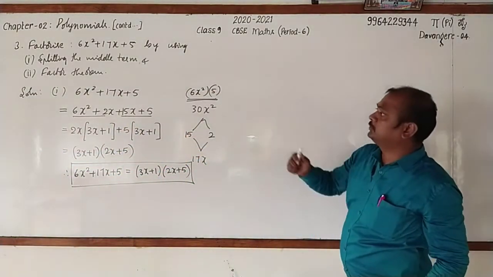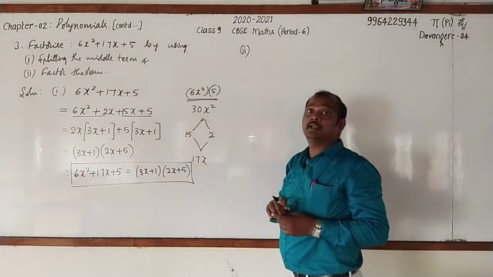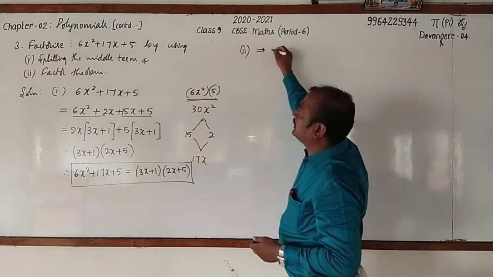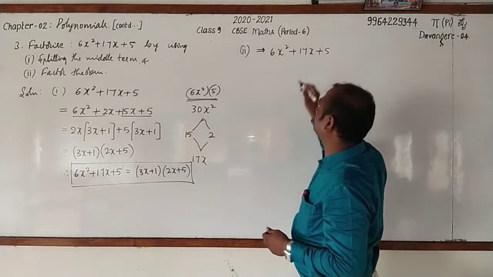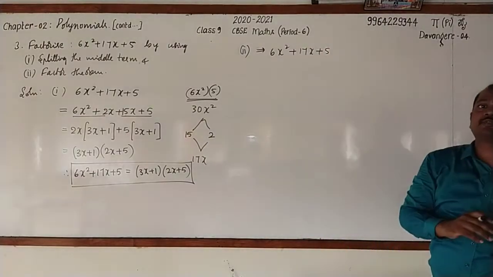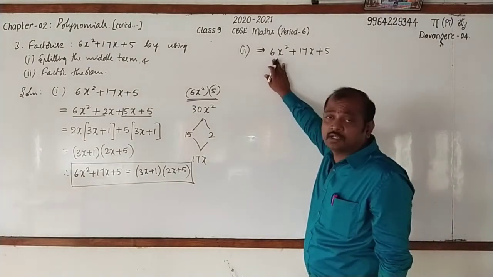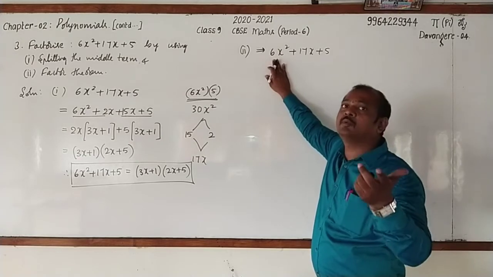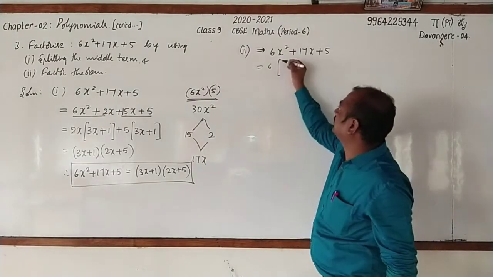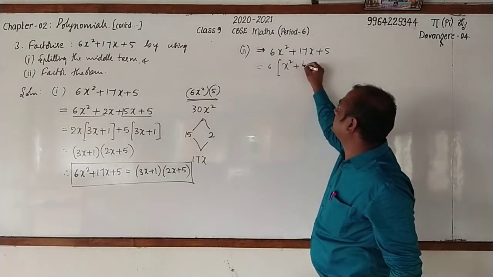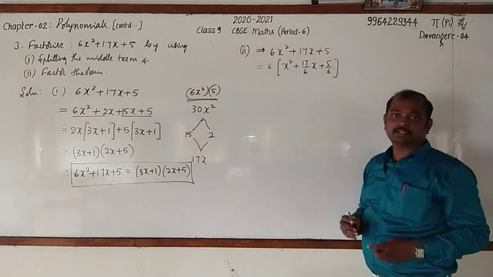Now, let's move on to the second one. What is that second method? Factor theorem method. Let me write the given polynomial. 6x square plus 17x plus 5. I have already told you, in case of factor theorem, what should be the coefficient of x square? It should be 1. So then what you will do? You will go for taking 6 as common factor. On taking, it becomes x square plus 17 by 6 into x plus 5 by 6.